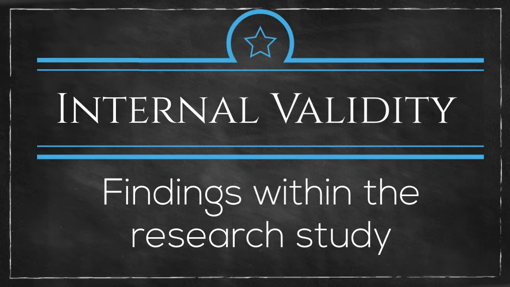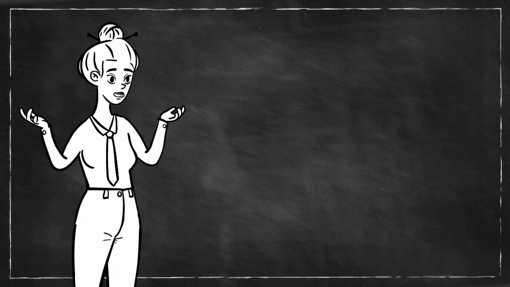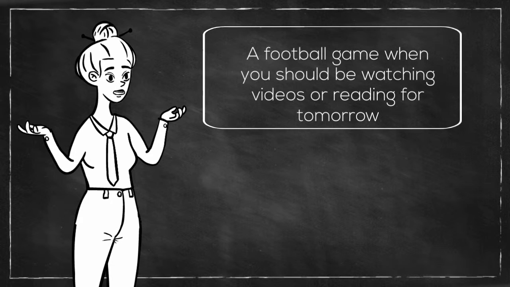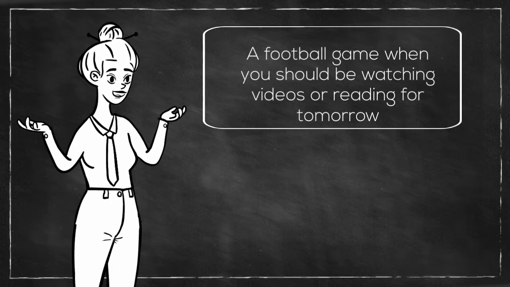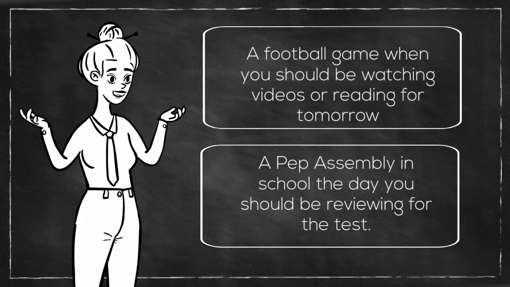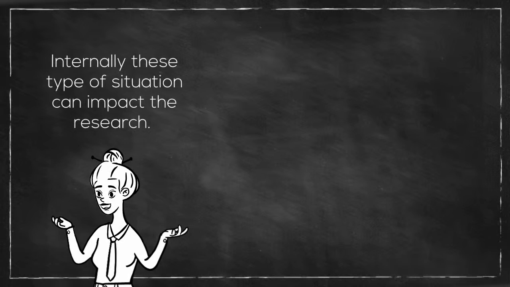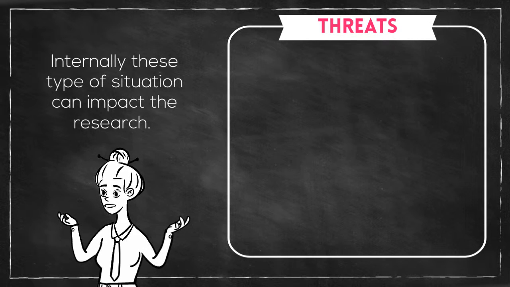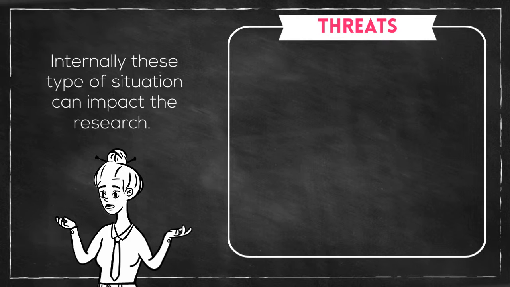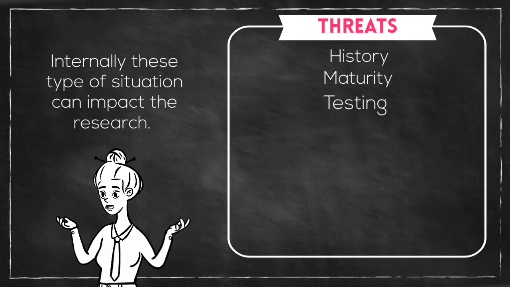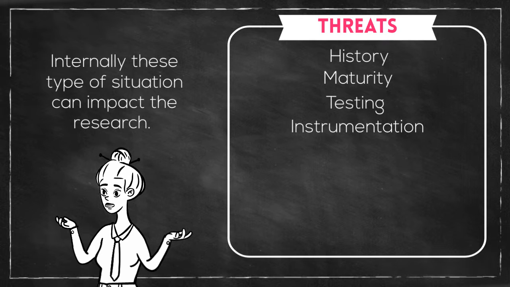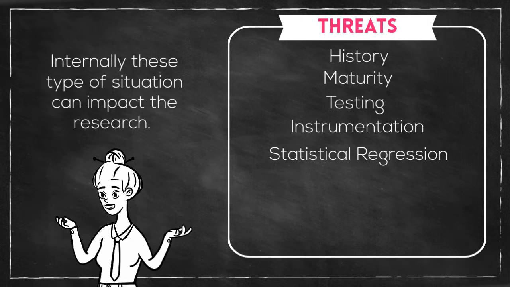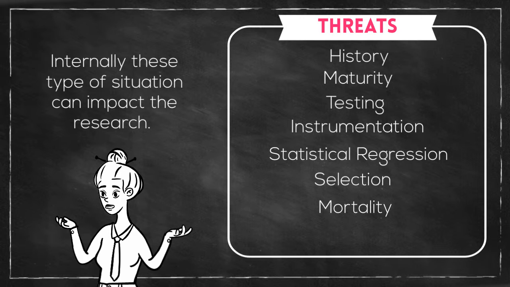As with our example from part 1, the flipped classroom versus the traditional classroom, we can't control if there was a football game on the night before a class or a pep assembly the day before a test. Internally, these types of situations can impact the research results. The threats to internal validity are history, maturity, testing, instrumentation, statistical regression, selection, mortality, and selection interaction.